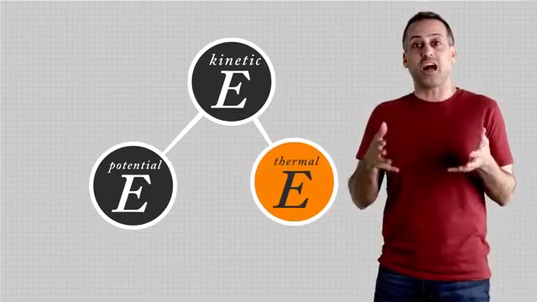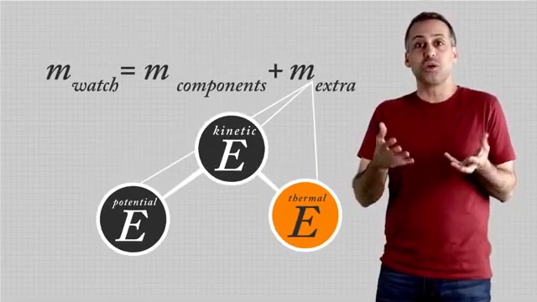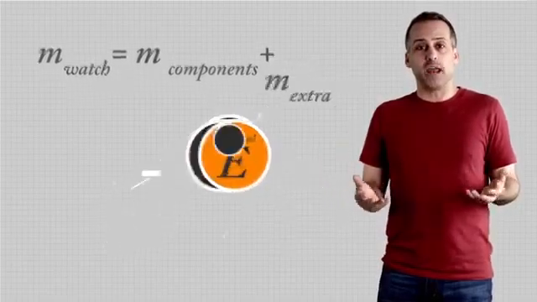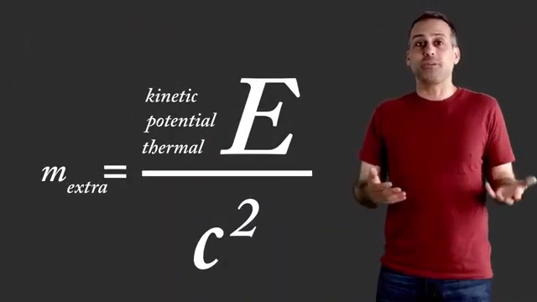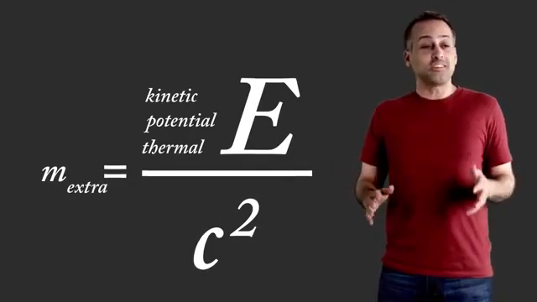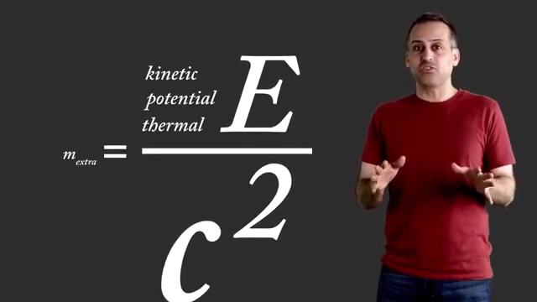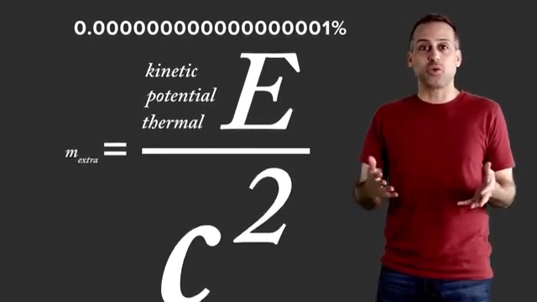and thermal energy that resides in the watch's parts manifests itself as part of the watch's mass. You just add up all that energy, divide it by the speed of light squared, and that's how much extra mass the kinetic and potential and thermal energies of the parts contribute to the whole. Now, since the speed of light is so huge, this extra mass is tiny, only about a billionth of a percent of the total mass of the watch.